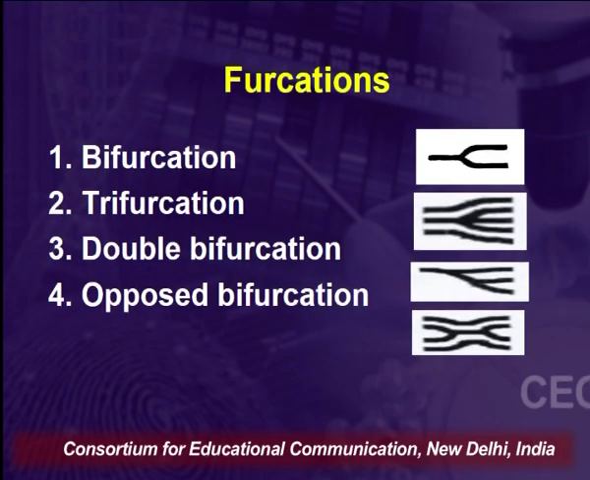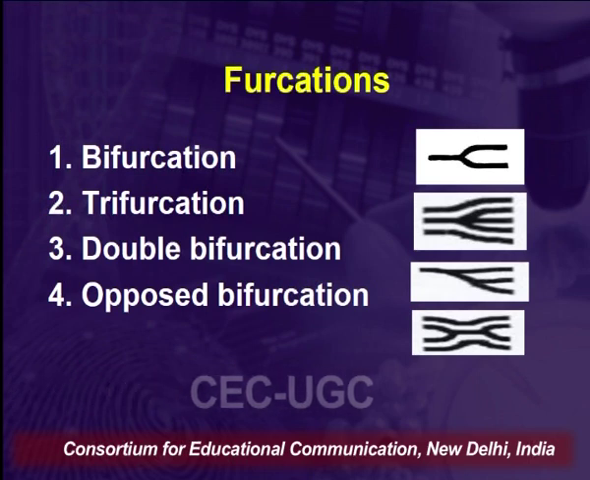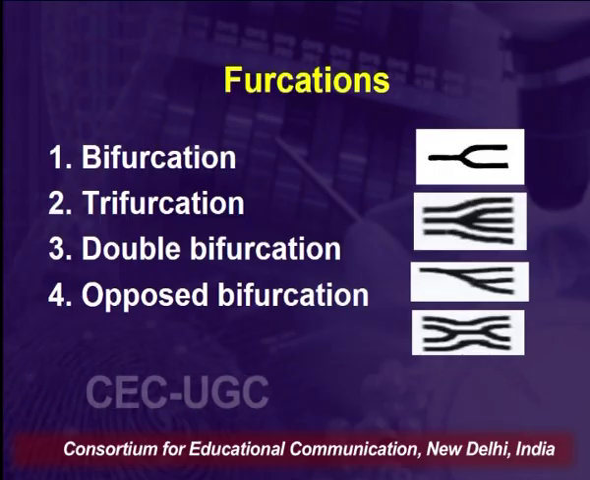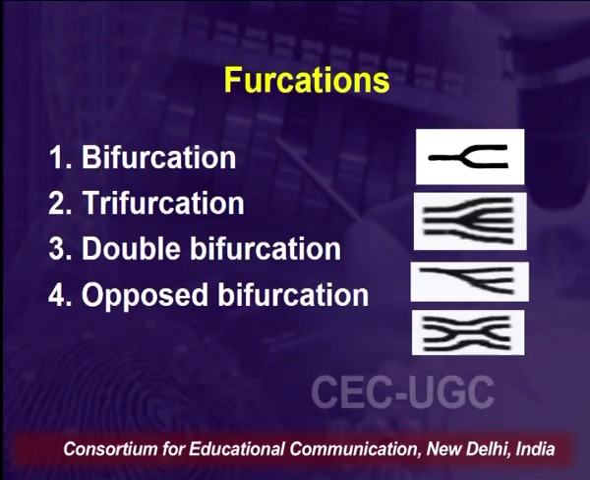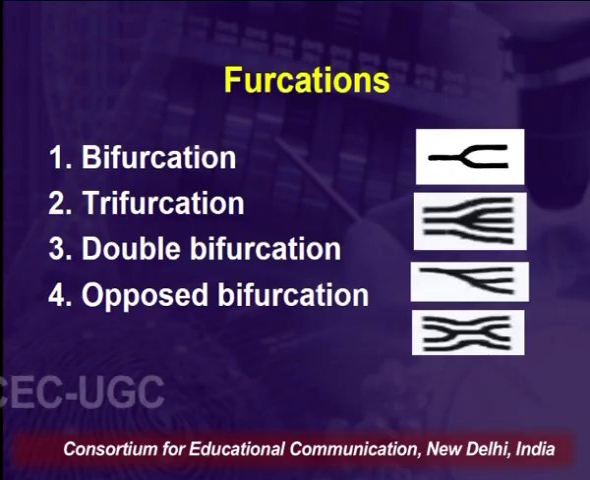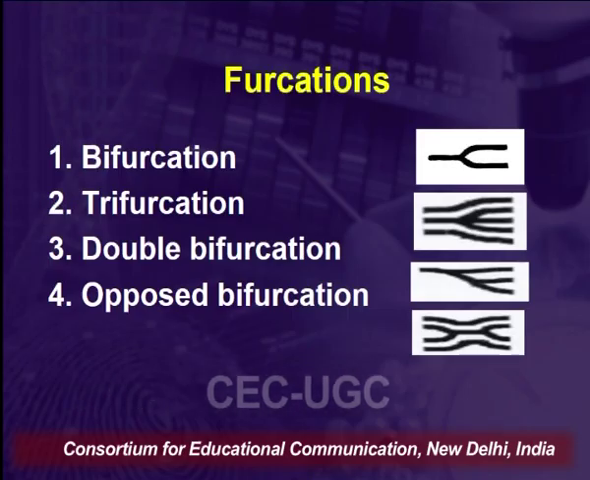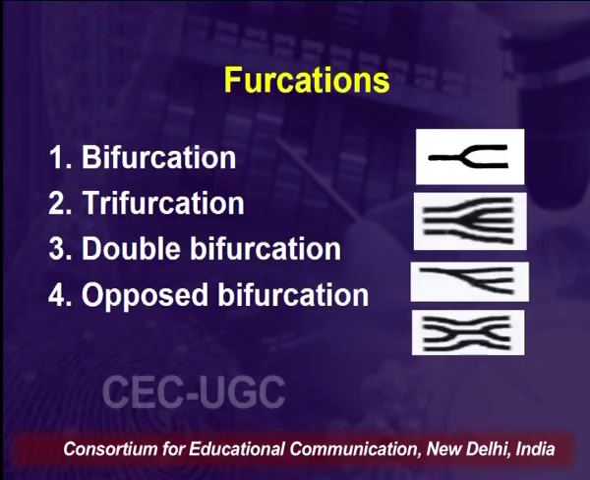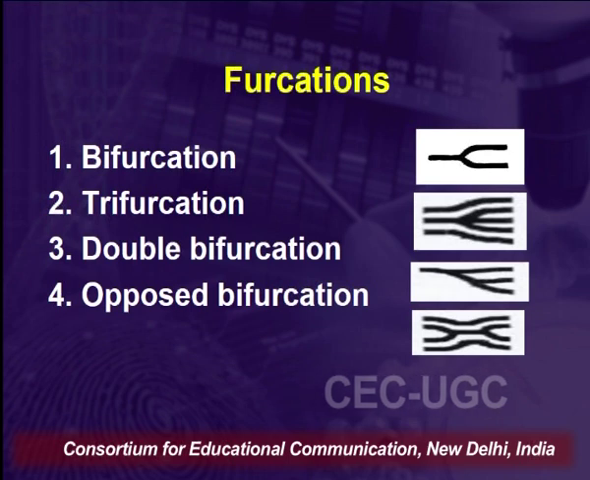The major one is bifurcation. Bifurcation could be of various types. We could have bifurcations where a ridge divides into two, we call it bifurcation. And if the ridge divides into three, we call it trifurcation. If there is double bifurcation, that means a bifurcated ridge has another bifurcation, we call it double bifurcation. And opposed bifurcation, that means a ridge could have bifurcation at the two ends, then we call it opposed bifurcation. These are the major bifurcations which can be found in fingerprints as minutiae characteristics.